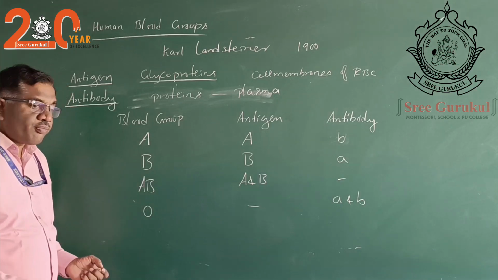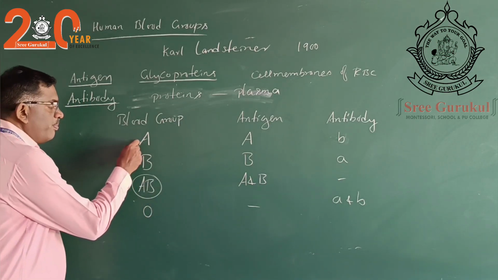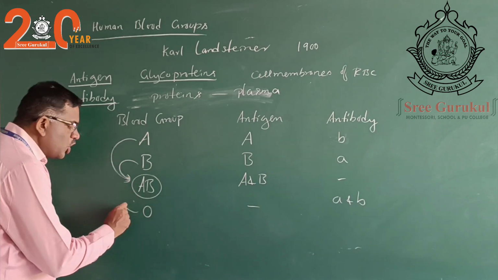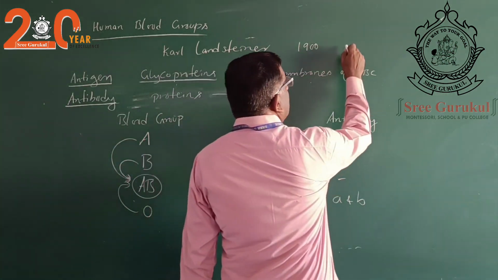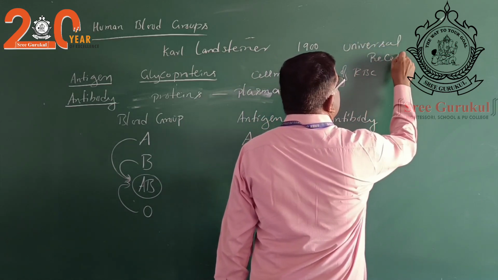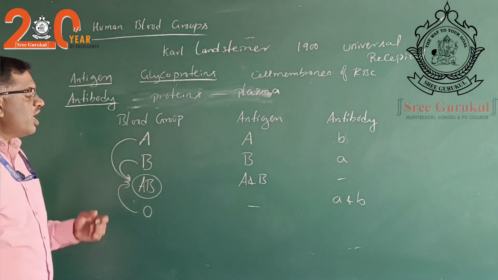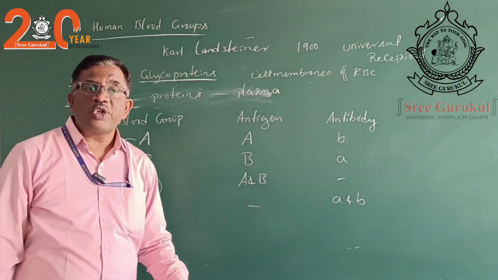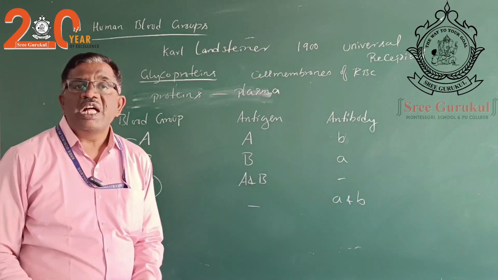That's why an AB blood group person can receive from A blood group, from B blood group, and also from O blood group. Hence AB blood group is called the universal recipient. Why can they receive from all other blood groups? Because of the presence of both antigens A and B.